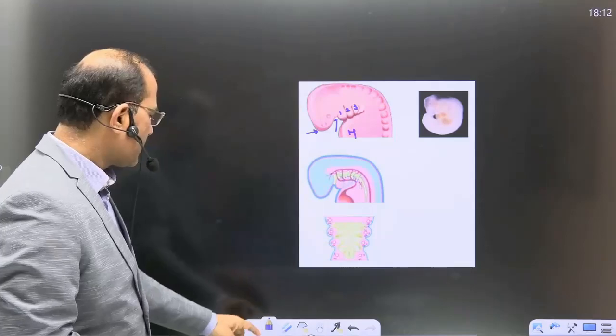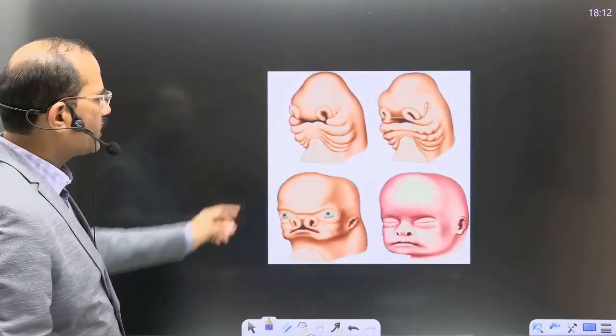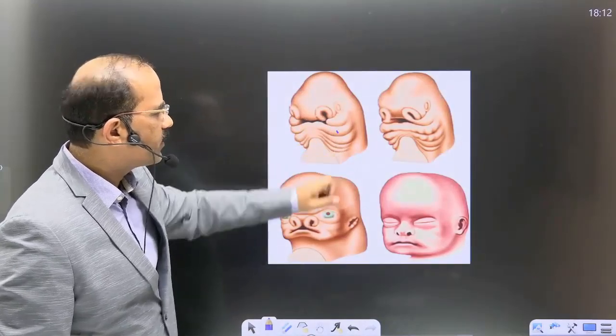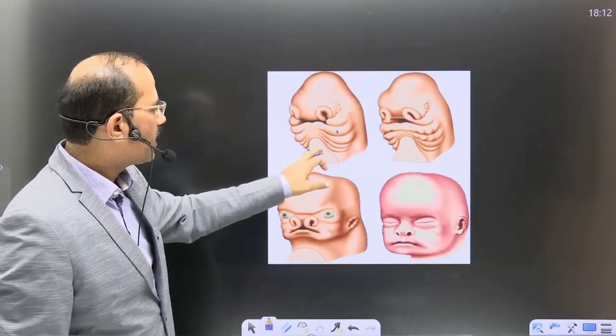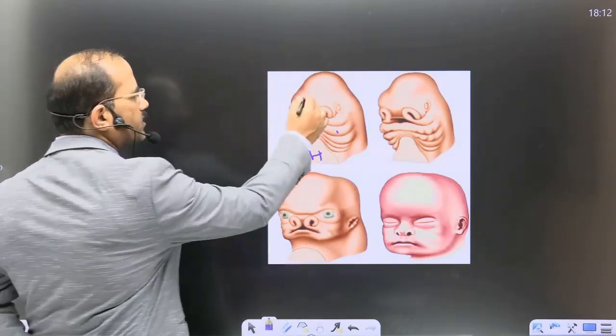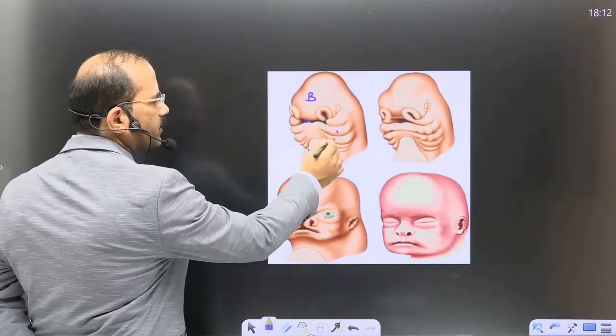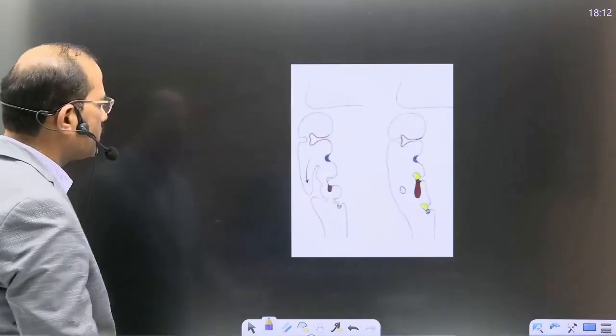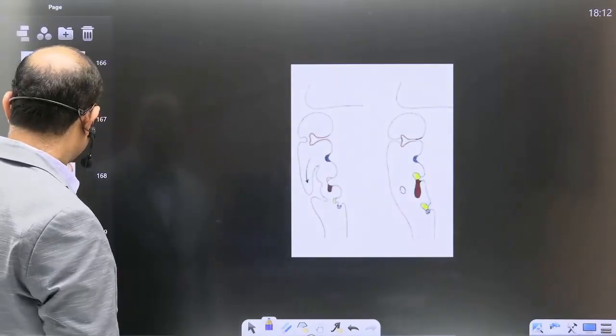Look, what is this section? This is a section. So that's the developing mouth. These are the pharyngeal arches that we are going to get here. That's the developing heart here. That's the developing brain. That's the mouth here. And these are the pharyngeal arches. Clear?